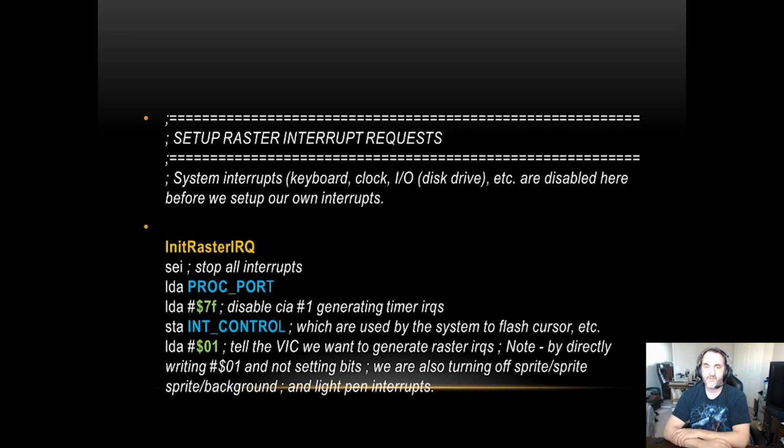So here we set up the system interrupts. These are the keyboard, clock, I/O, disk drive, and there are many more not to be named here. They're disabled, so this is before we begin to set up our own interrupts that will run in the background.